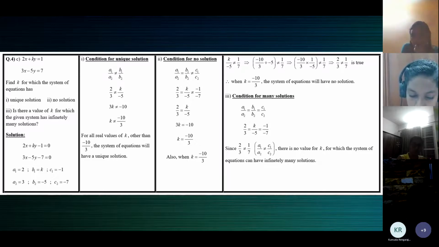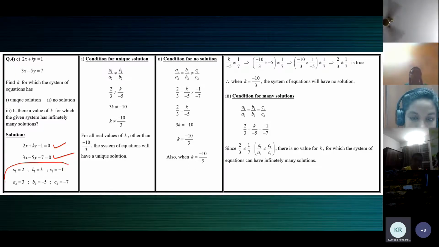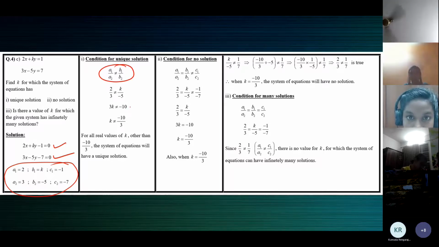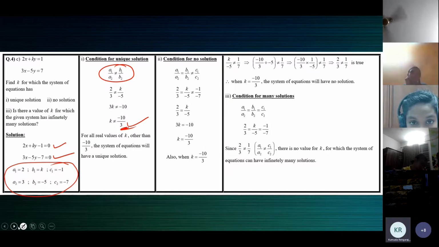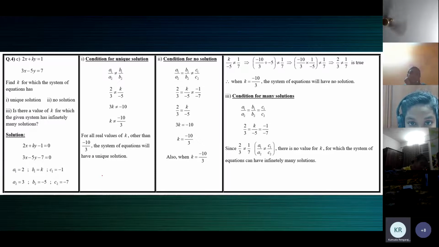Done, children? Yes, ma'am. Okay. So write the equations in the standard form. Then bring out the values of A1, A2, B1, B2, C1, C2. Then write the condition for a unique solution. Substitute the values and you find that k should not be equal to minus 10 by 3. That means for all real values of k other than minus 10 by 3, the system of equations will have a unique solution.